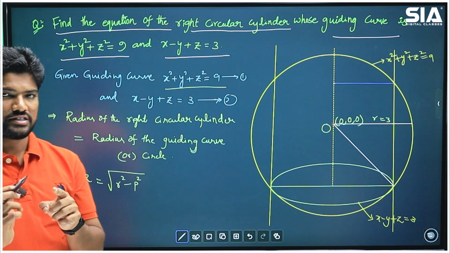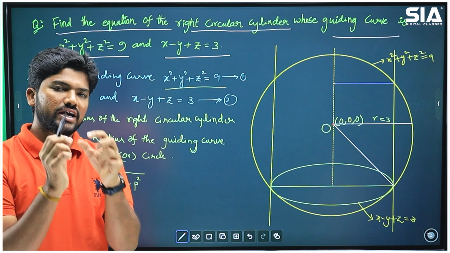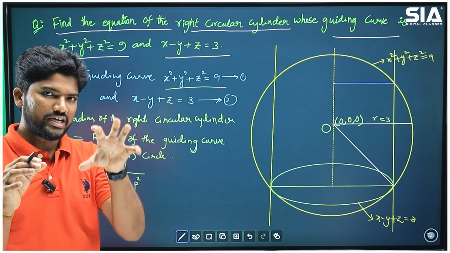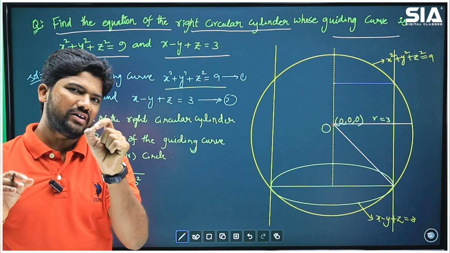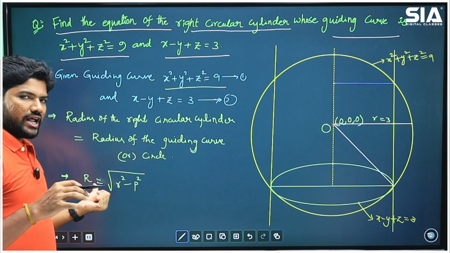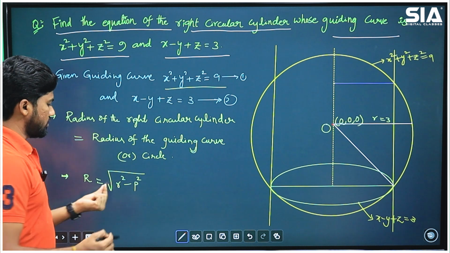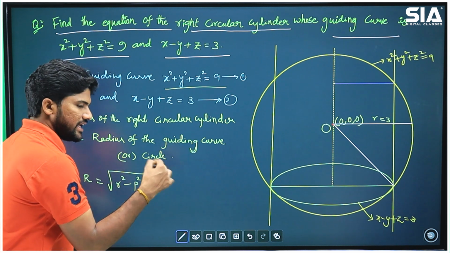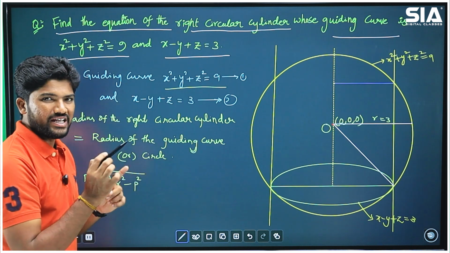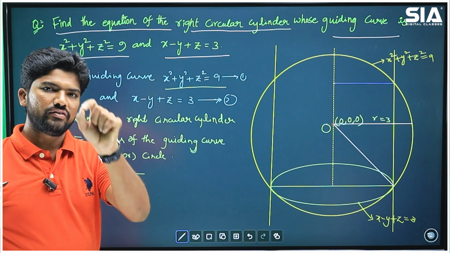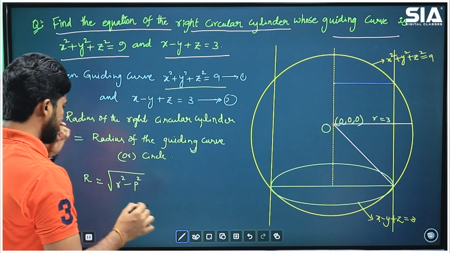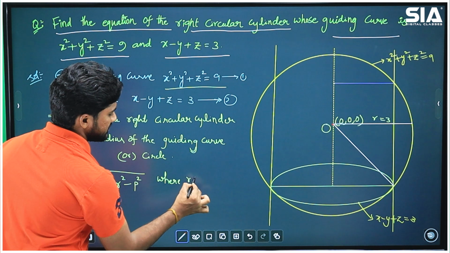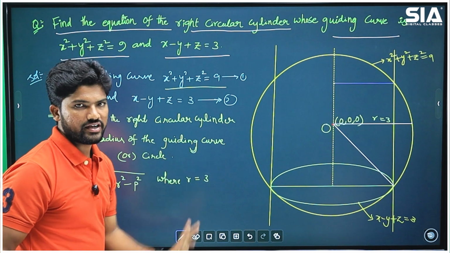In unit 1 spheres also, whenever you have a guiding curve as a circle, a combination of sphere equation with plane, that is called a circle. The radius of that circle we derived from this equation only. Capital R is equal to under root of r square minus p square, where small r is the radius of the given sphere and small p is the perpendicular distance from the given point to the given plane. First of all, already we have small r is equal to 3, the radius of the given sphere.